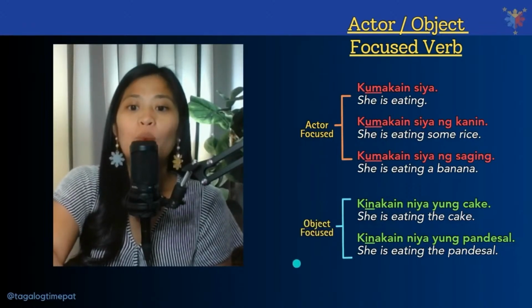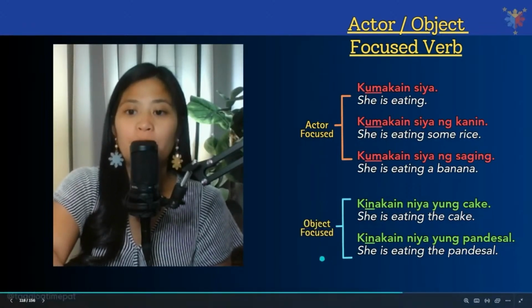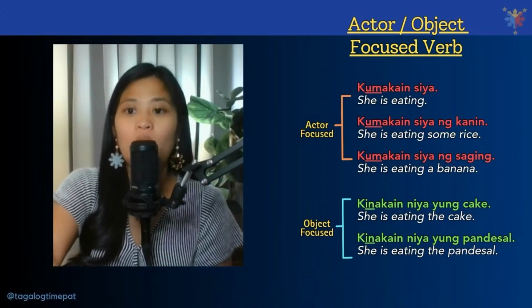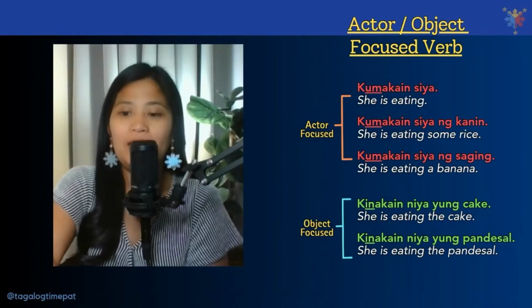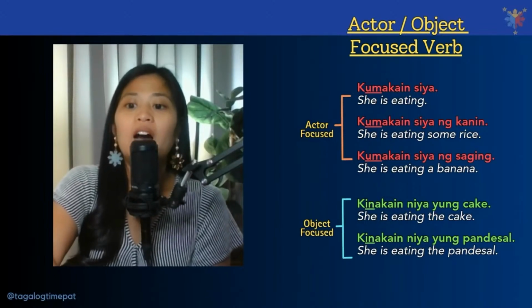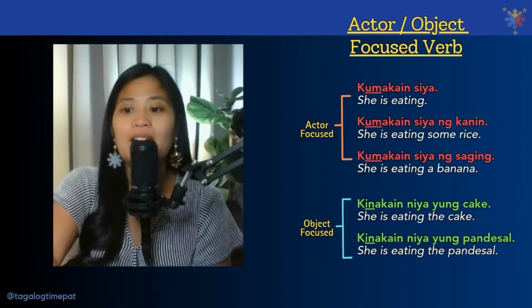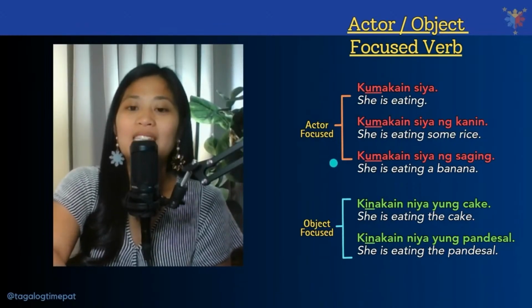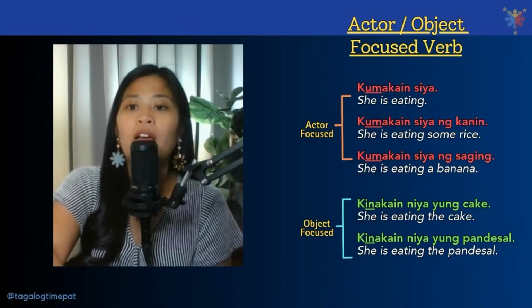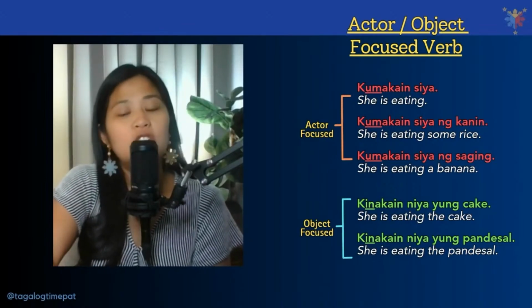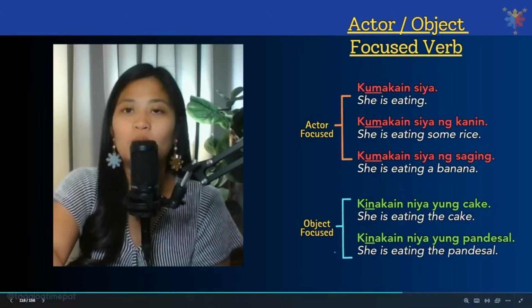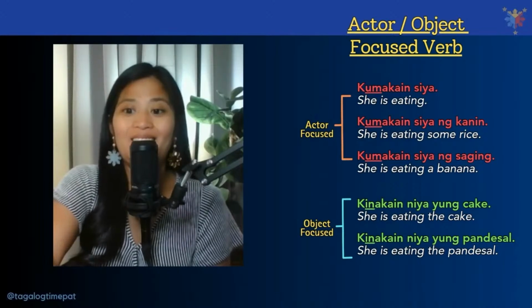Versus when it's an object-focused verb, it's almost like you're asking, what is she eating? Oh, kinakain niya yung cake. She's eating the cake. Or kinakain niya yung pandesal. She's eating the pandesal. So when it's an actor-focused verb, it's more answering the question, what is she doing?